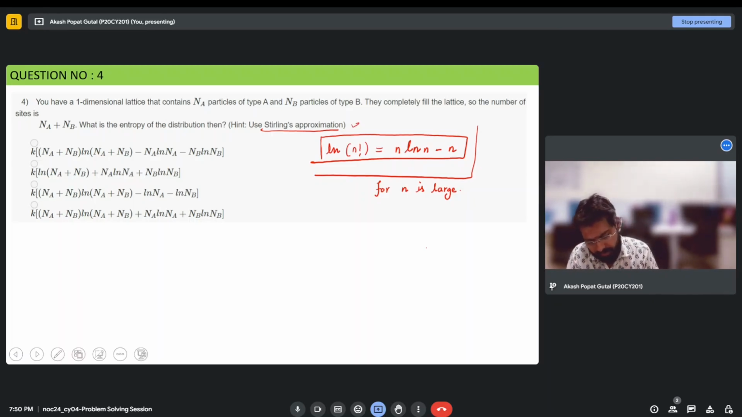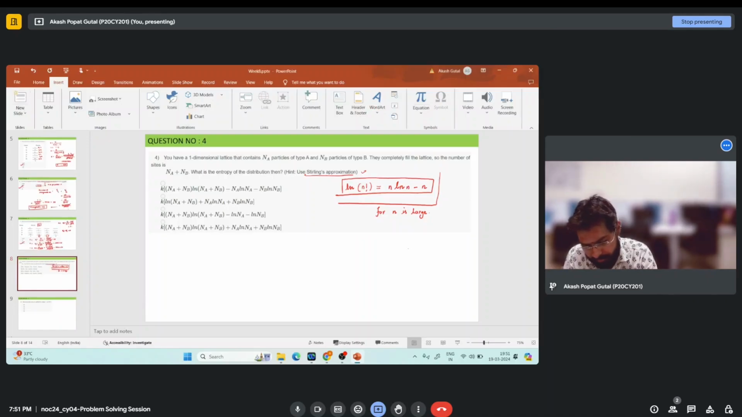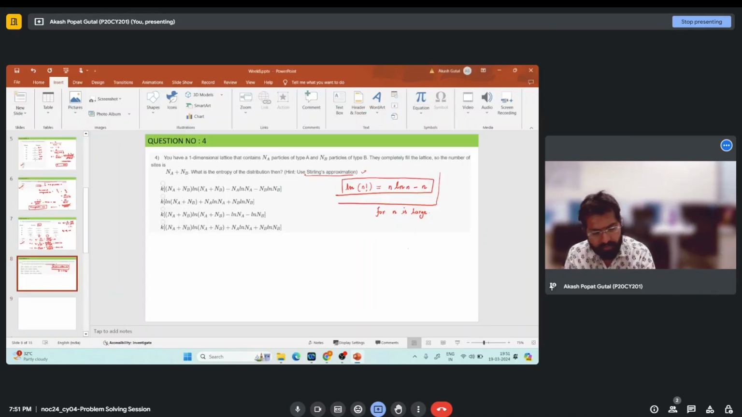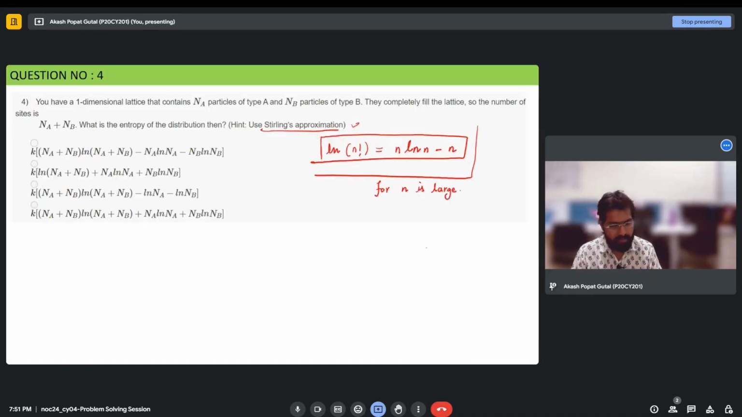So let me first add a new slide. Then, first to understand the problem. We have a one-dimensional lattice that contains Na particles. So here is a one-dimensional lattice.